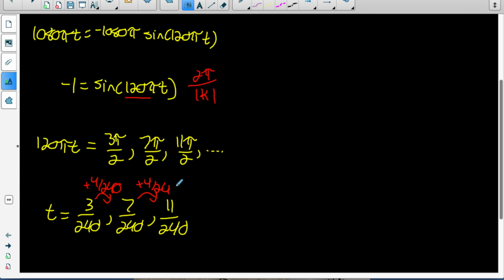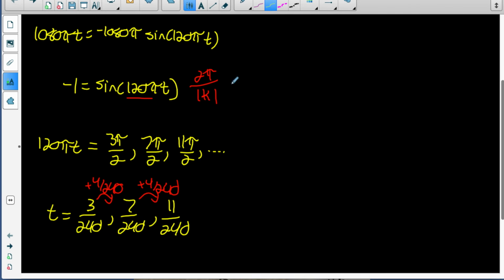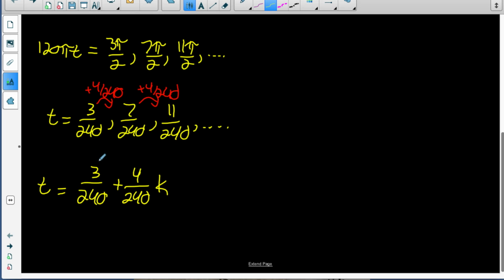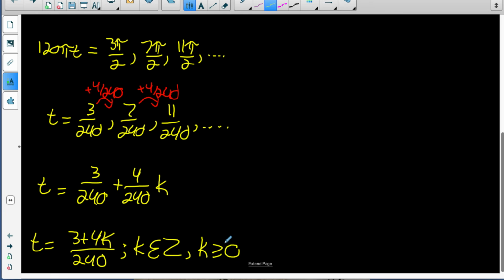So how can I express all of these answers without writing an actual infinite number of answers? Because, right, this keeps going on forever. So we could say t equals, well, the first answer is 3 over 240, but I can add 4 over 240 as many times as I want. And I can represent that with k. And I can combine these and write these as a single fraction, where k has to be an integer, right? It has to be a whole number, but we want to restrict it to 0 or the positive integers, so I would say k greater than or equal to 0.